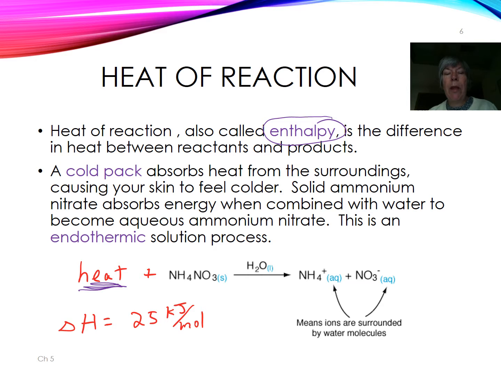Another way that we can represent this heat is to use the symbol delta H. This symbol here is a triangle, and triangle in physics and chemistry stands for change. So the change in heat in this reaction is 25 kilojoules per mole. That's the amount of heat needed for 1 mole of the ammonium nitrate to split up into its ions, ammonium ion and nitrate ion.